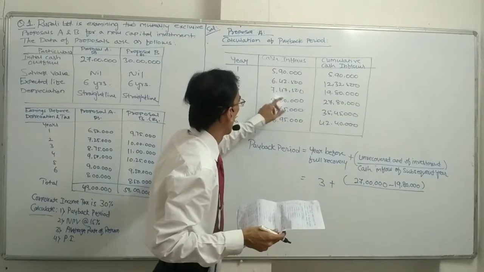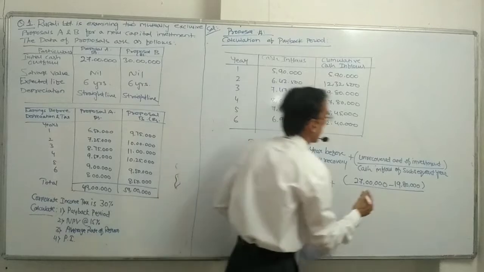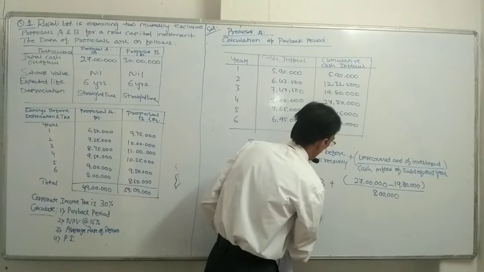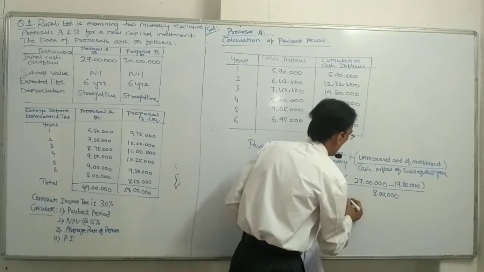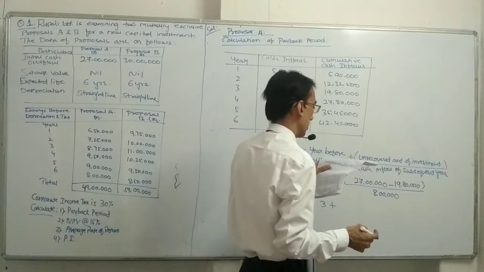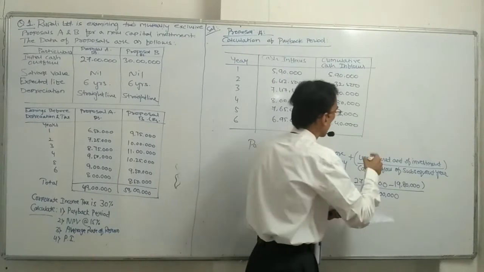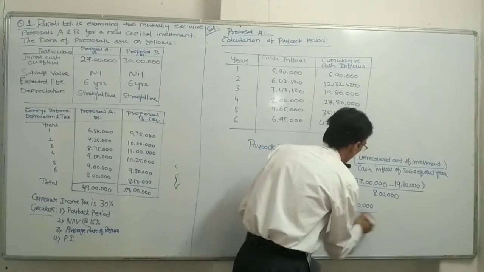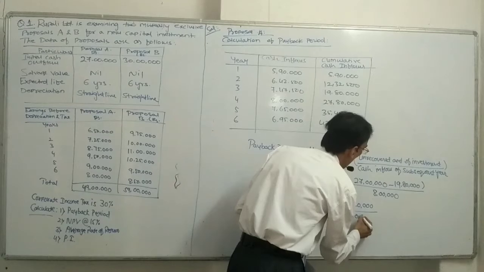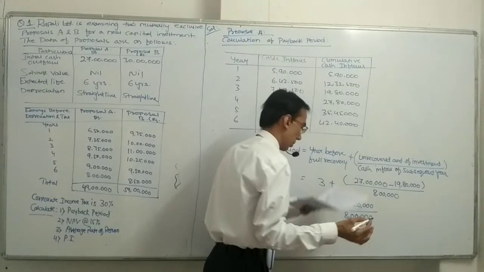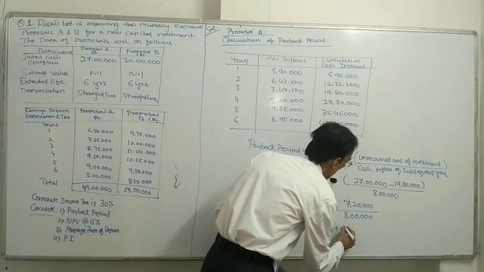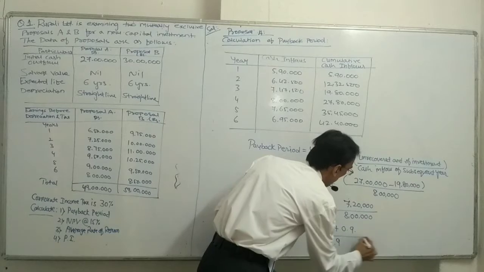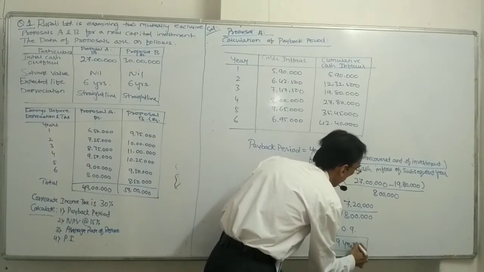Next year's cash inflow means after 3rd year, 4th year's cash inflow, that is 8 lakh, is equal to 3rd year plus the subtract rupees 19 lakh 80,000 from 27, the amount comes to 7 lakh 20,000 divided by 8 lakh. After division, 3 plus 0.9, it means 3.9 years is the payback period.